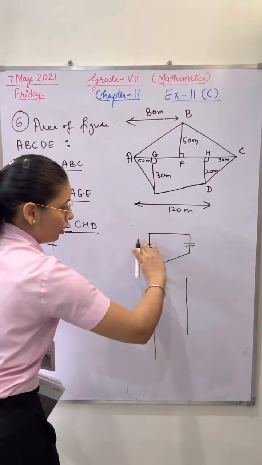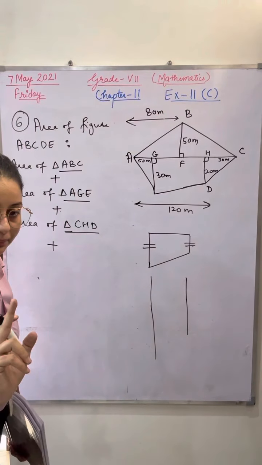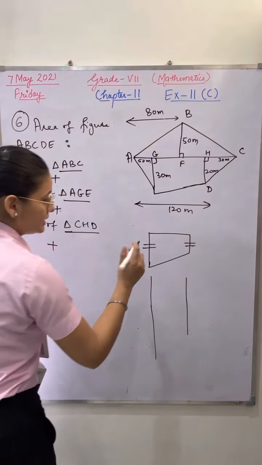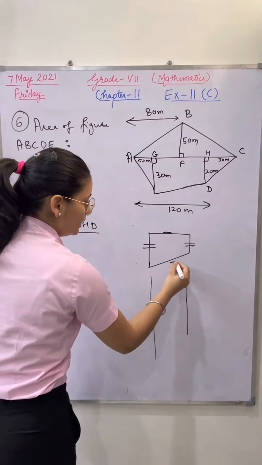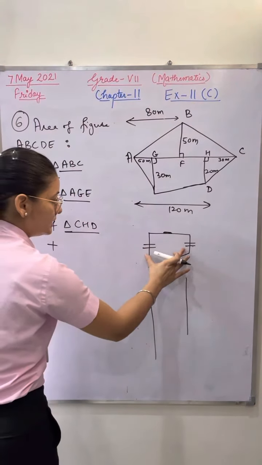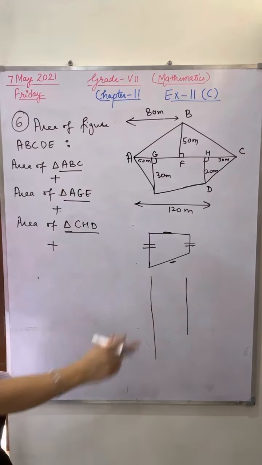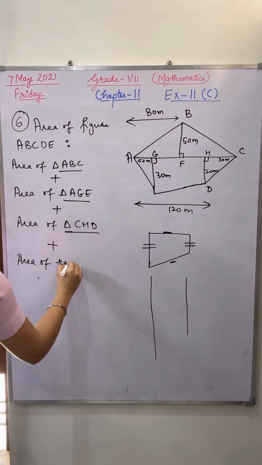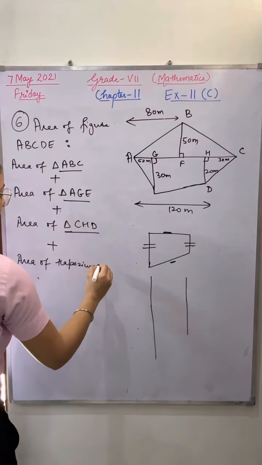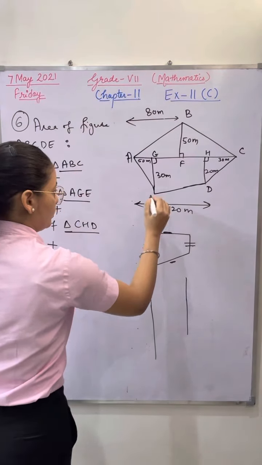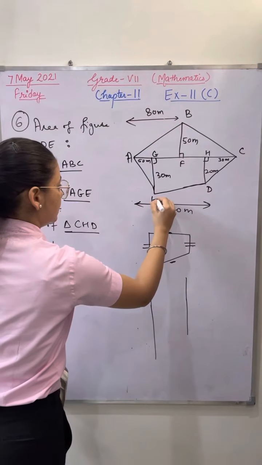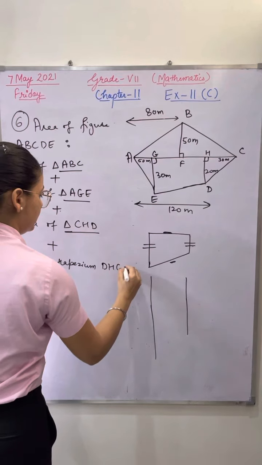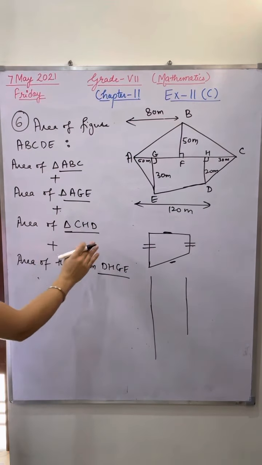And these two sides are non-parallel. This is a property of trapezium, that a trapezium has two sides non-parallel, and two sides absolutely parallel. Okay, so this is a trapezium. So I am writing here area of trapezium, DHGE. So this area I have to take out.